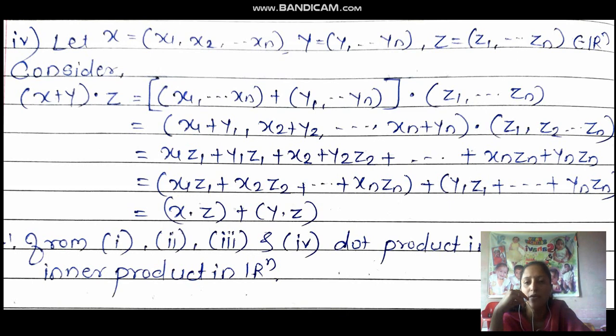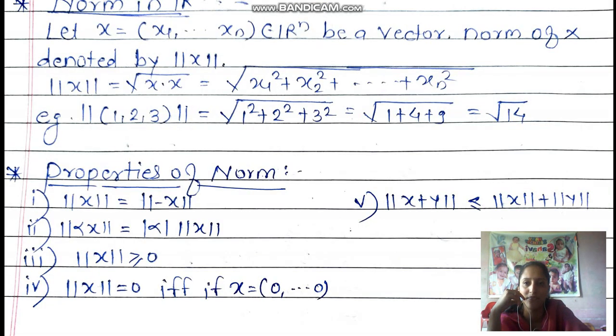So from 1, 2, 3 and 4 we get that dot product is an inner product in Rn. So in Rn, dot product and inner product are the same.